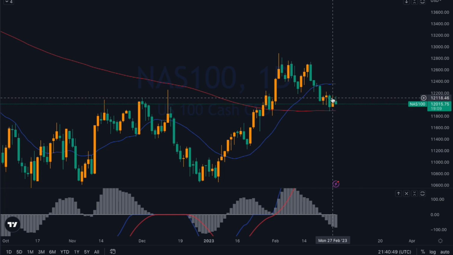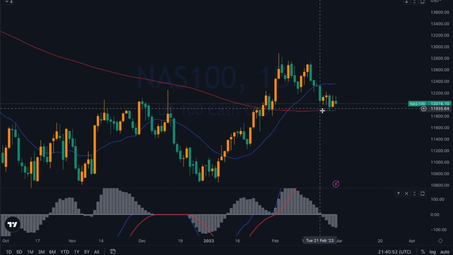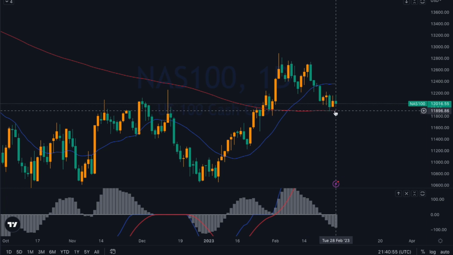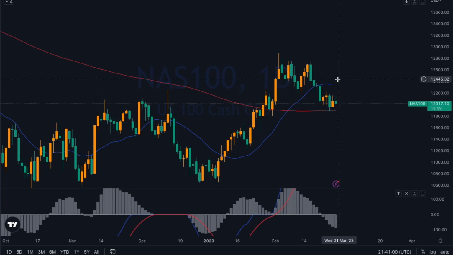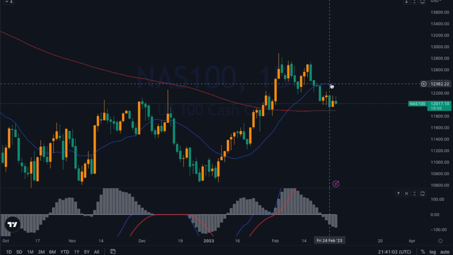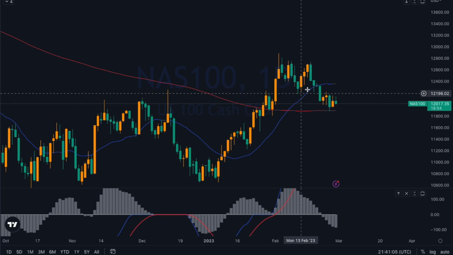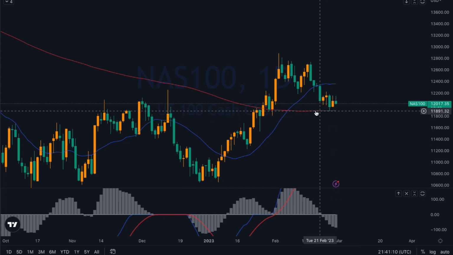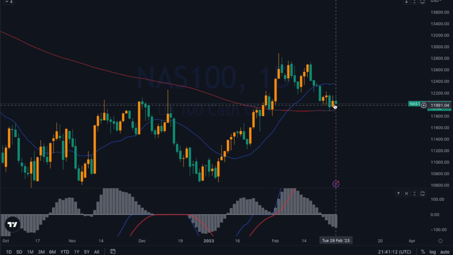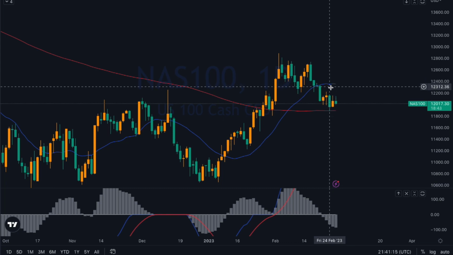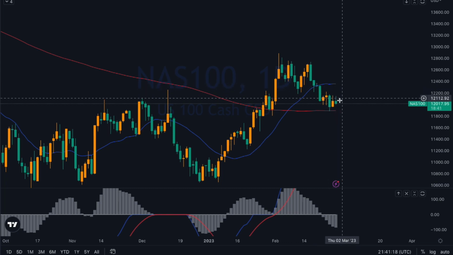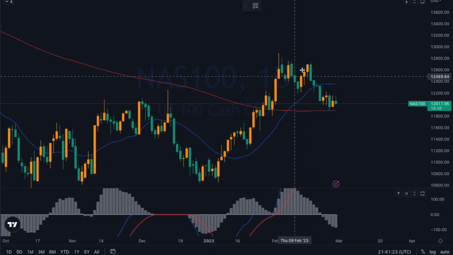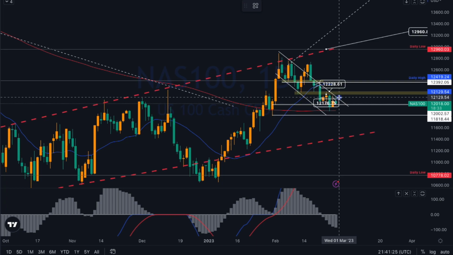The reason I say that is current price is hugging the 200 moving average, and what I want to see is either price moves up and comes above the 20 moving average, which is this blue line over here, or price breaks below the 200 moving average. If we find price above the 20 moving average, it's clear to say that this is the lowest point of this particular trend, and it's going to begin to push back up again.